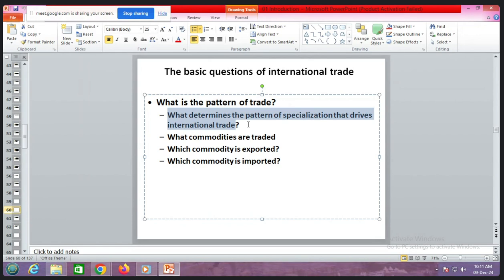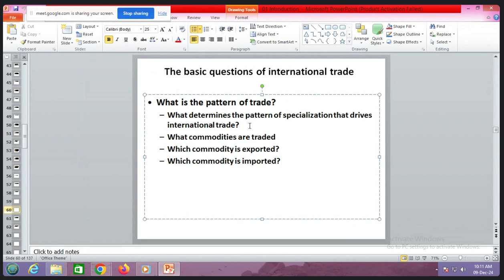So what we are trying to see is what determines the specialization. That is, if I say that I'm going to specialize in commodity X, how am I going to determine whether I'm going to specialize in commodity X or commodity Y? If I'm saying that I'm going to specialize in commodity X, will that commodity be exported? Yes or no? Then we are trying to see if I'm going to specialize completely in commodity X and export it, or partly specialize in commodity X and export it. So that is called complete specialization or partial specialization.